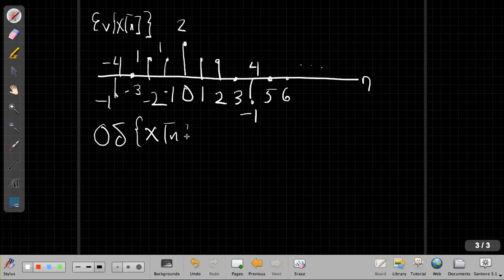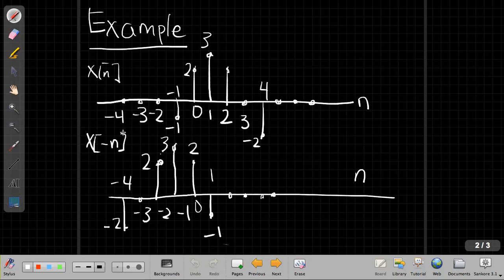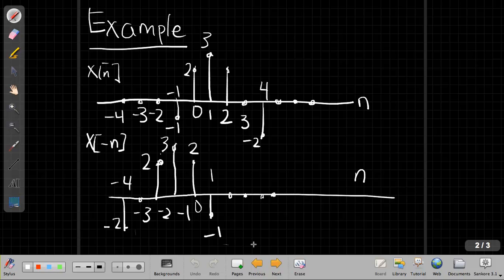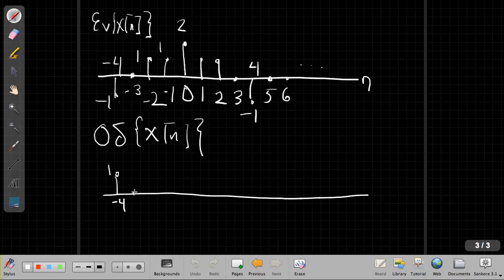If I take the odd part of x of n, I take the top signal on the previous page and I subtract the bottom one from it, and then multiply by a half again. So at minus 4 I have 4, minus a minus 2 is plus 2, divided by 2 is 1. So if I draw this in, the odd symmetric part will be 1 here at minus 4. At minus 3, they're both 0, so it stays 0. The difference of the two is 0.